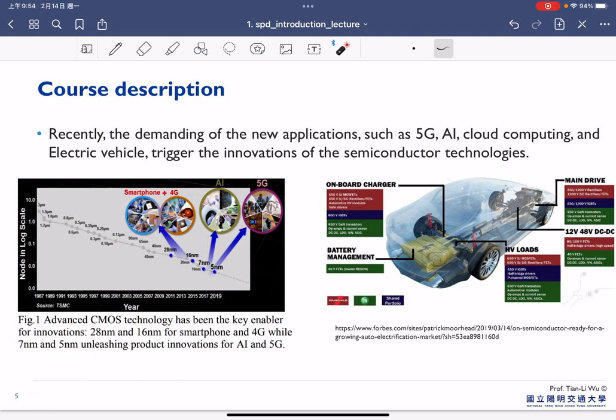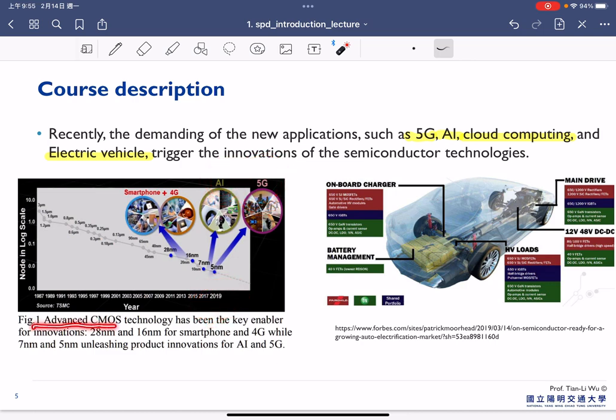Okay, so recently, the demand from new applications, as you may know, such as 5G or AI or cloud computing or even electric vehicles, EV, has actually triggered the innovation of semiconductor technologies here. This is also a slide that comes from TSMC. You can see that from the early time in 1987 until right now, we are in the time of 5 nanometer or 3 nanometer. And this technology is mainly used, for example, for AI or 5G applications here.